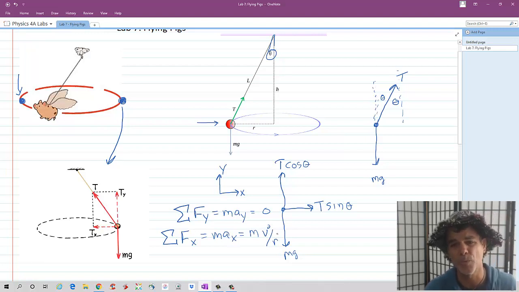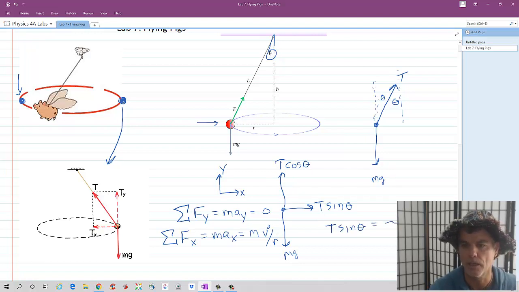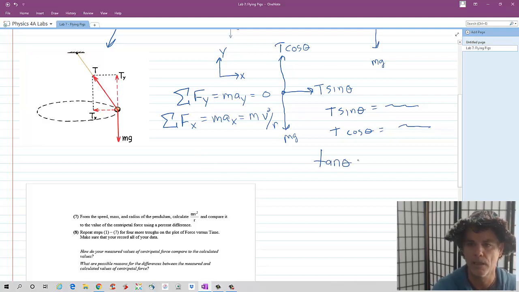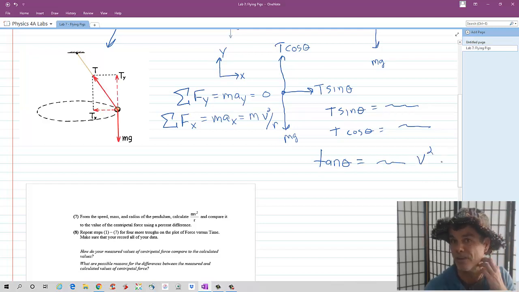So you're going to end up with two equations. One equation is going to have something like T sine theta equals something. The second equation, T cosine theta equals something. What you want to do is divide these two equations, and you're going to get an equation that has tangent of theta equals some quantity that's going to have v in it. In fact, it's going to have v squared in it.